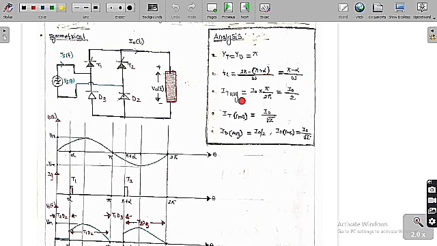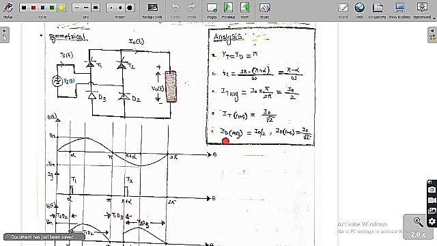And if you want to know the average value of the thyristor current, I have already told you the current in the thyristor T1 flows from alpha to pi plus alpha. Therefore, IT average is equal to I naught into pi by 2 pi, so we get I naught by 2. Whereas the RMS value of the current in the thyristor is equal to I naught into under root of pi by 2 pi, which is I naught by root 2.